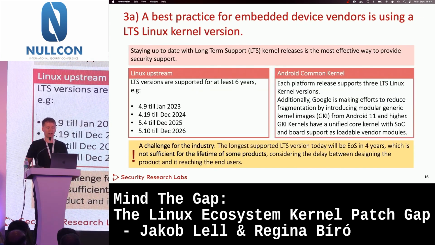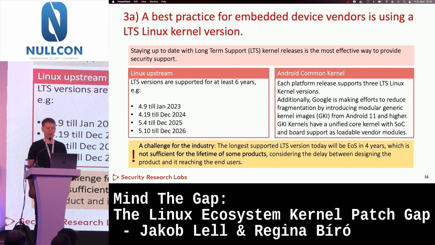So let's look at the options we have as a device vendor. From the upstream Linux kernel developers, we have several LTS versions. We have currently supported versions 4.9, 4.19, 5.4 and 5.10. And we can see the lifetime of these versions. So the latest version you can get at the moment will be supported just until December 2026. This may not be long enough for your device, especially if you're building something like a smart TV or even automotive components, which may be in operation during the lifetime of a car.